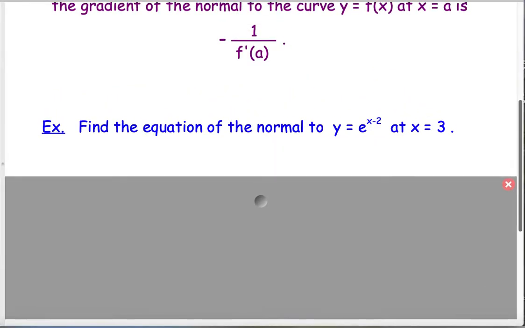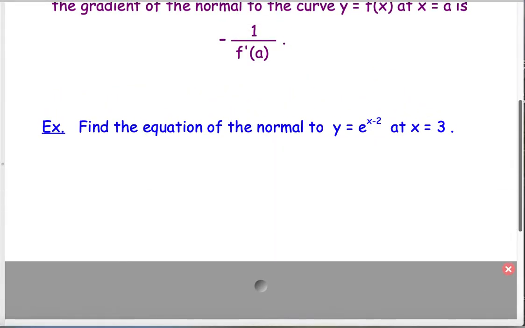So let's look at a specific example. Find the equation of the normal to y equals e to the x minus 2 power at the point x equals 3. All right, so the first thing we need to know is if we're getting the equation of a line, we need a point and the slope. So the point is going to be 3 comma, and if I plug 3 into my function here, I'm going to get y equals e to the first power, or just y equals e.